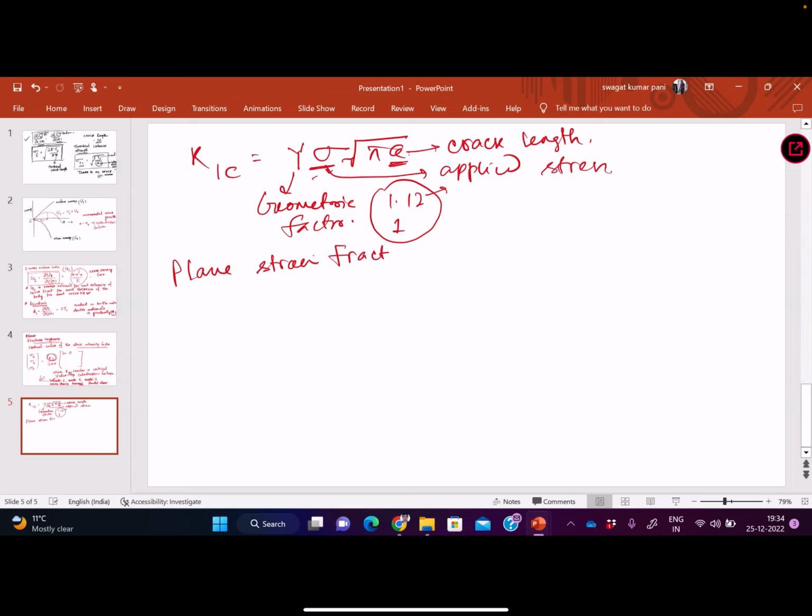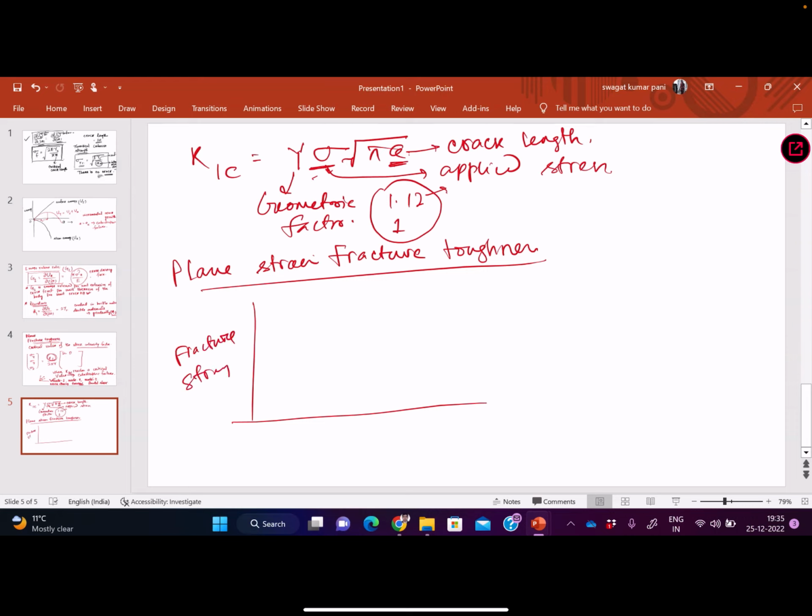Then plane strain fracture toughness. In this, what happens? Suppose we take the material fracture strength versus thickness of the material. Okay, so we will see that the graph goes like this, and after some thickness it becomes constant. So this region comes under plane strain, and this region is plane stress.